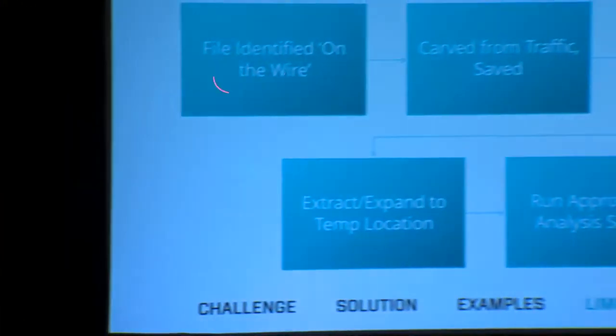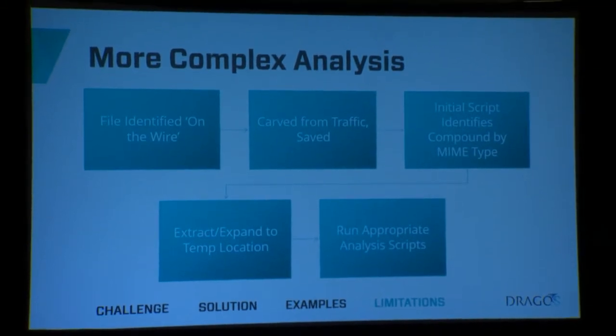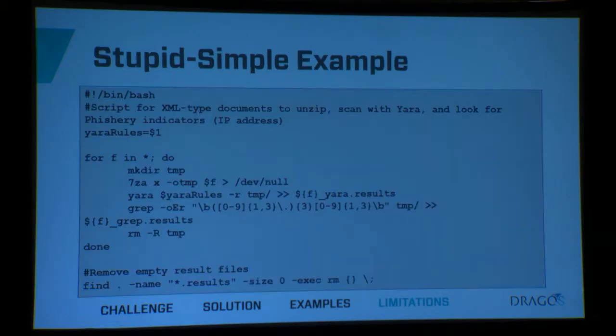First, identify your file on the wire, carve it from traffic and save it off. Then have some initial script to identify the compound MIME type, extract it and expand it to a temp location, and then look at the child files. That seems reasonable, right? Well, actually, it's really stupid simple. So this is just 10 lines of bash? Not even, if you take my comments out of this.